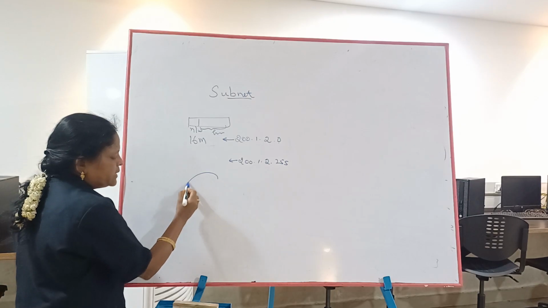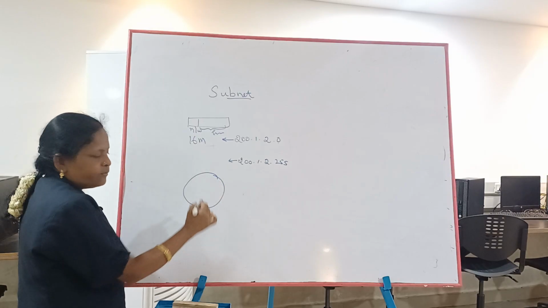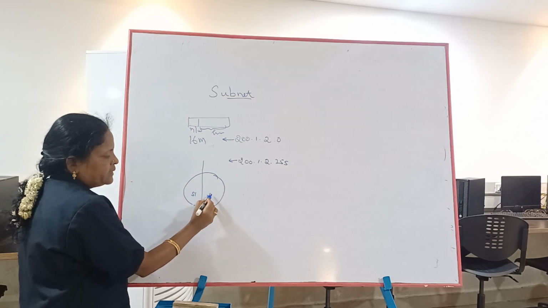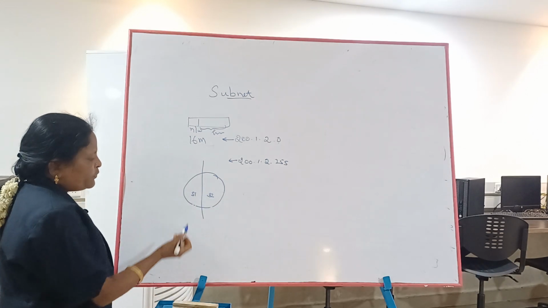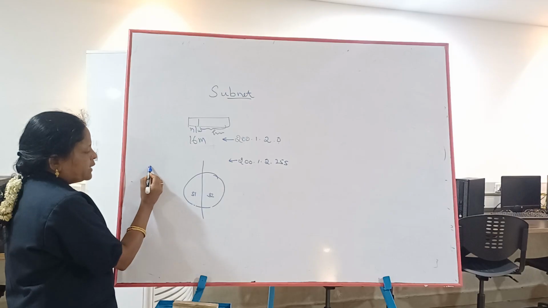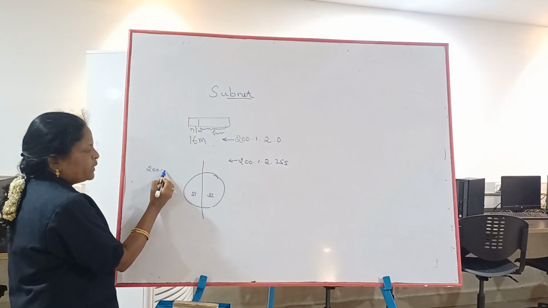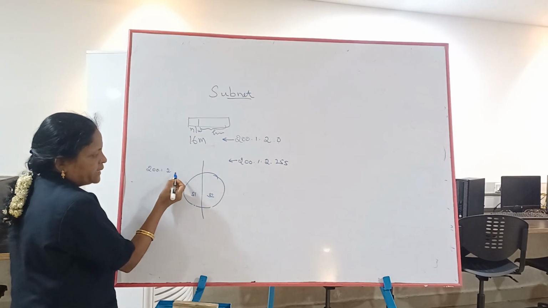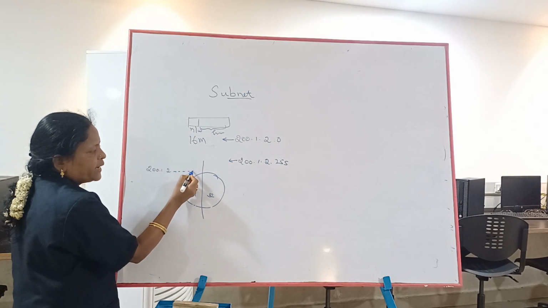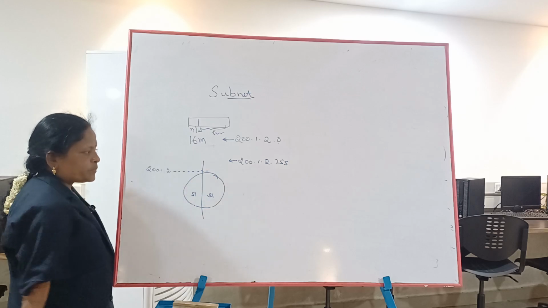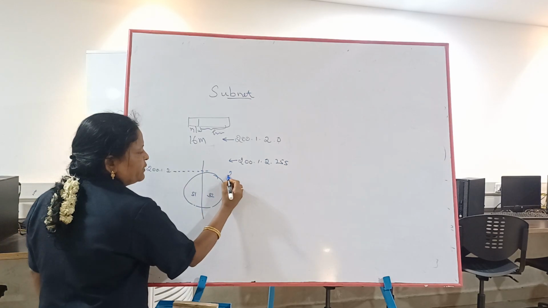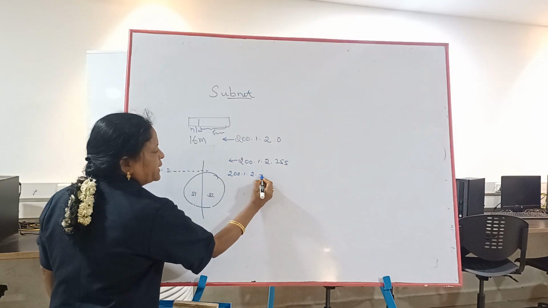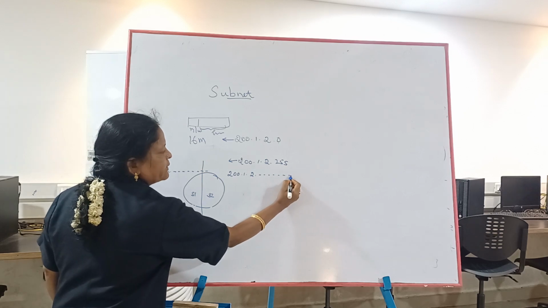Assume that this is the whole network. The whole network can be divided into 2: this is subnet 1 and this is subnet 2. The range for each subnet: the starting IP address is 200.1.2.0, where the last 0 indicates an 8-bit address, 1, 2, 3, 4, 5, 6, 7, 8. Like that, here also we have 200.1.2 and again an 8-bit address, 1, 2, 3, 4, 5, 6, 7, 8.